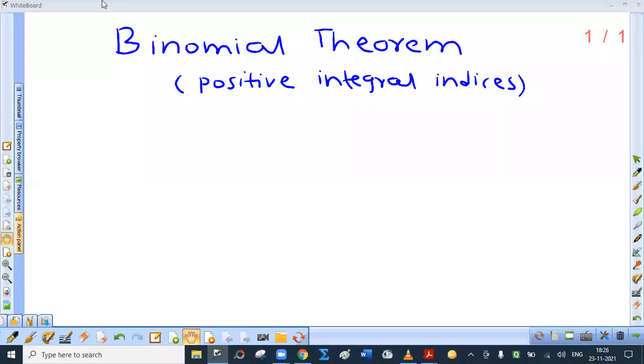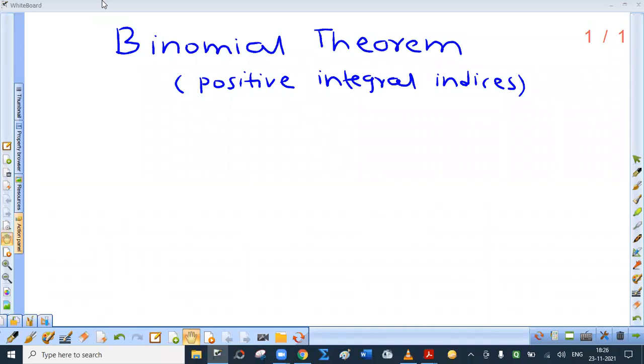Now we discuss binomial theorem. In the first part, we discuss binomial theorem for positive integral indices only. And then we consider binomial theorem for any real index. Now what is binomial? Binomial means an expression containing two terms.